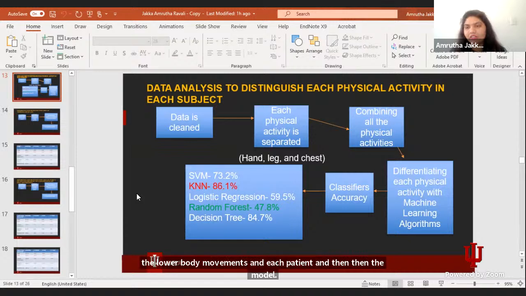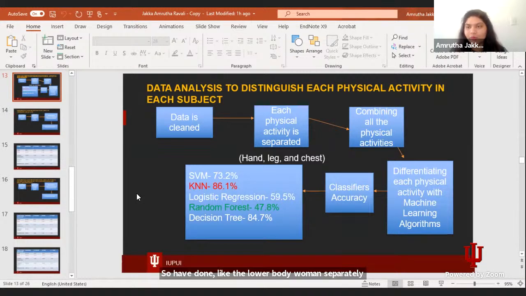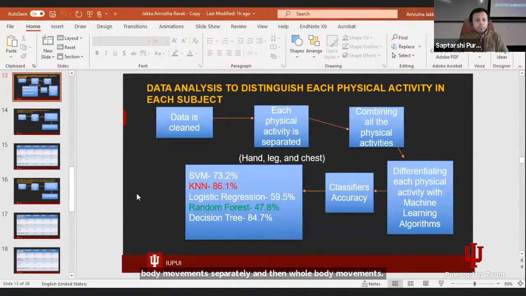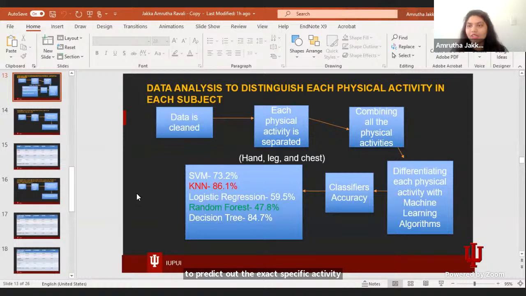So I have done the lower body movements separately, upper body movements separately, and then whole body movements separately by combining all the data from each patient. Also, in the final, there are 3 classes: upper body, lower body, and overall. Yes. And that's what you're trying to predict, not the exact specific activity. No, professor. Based on the upper body, lower body, and whole body movements.